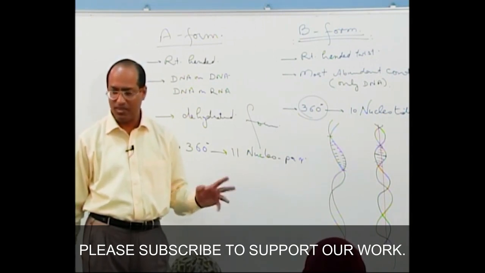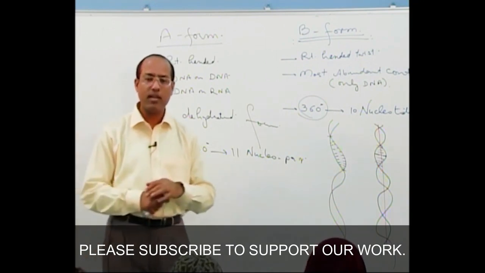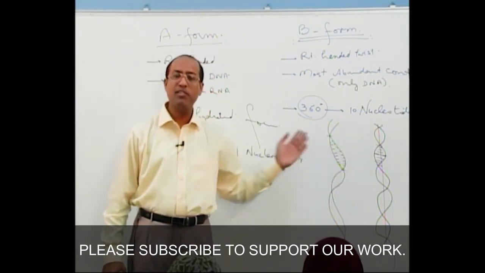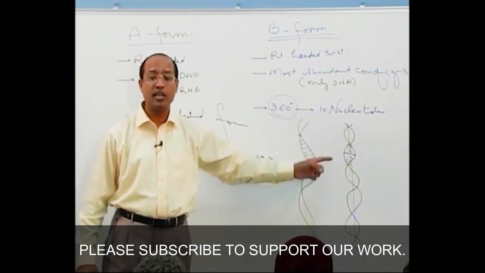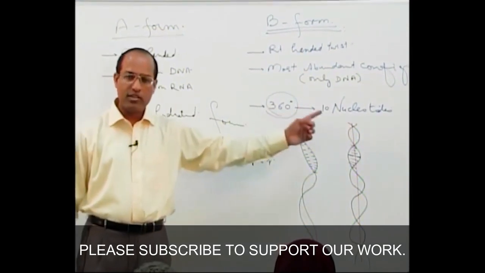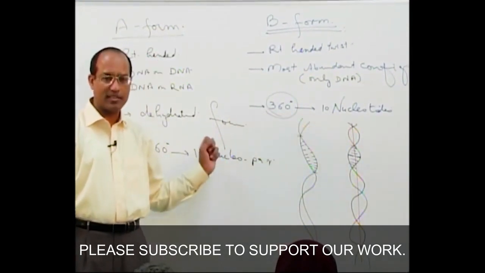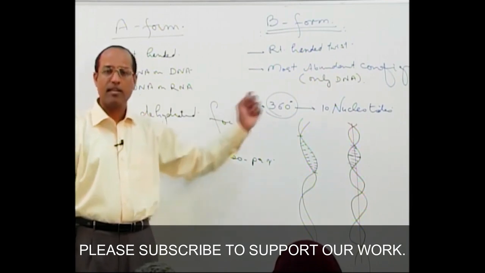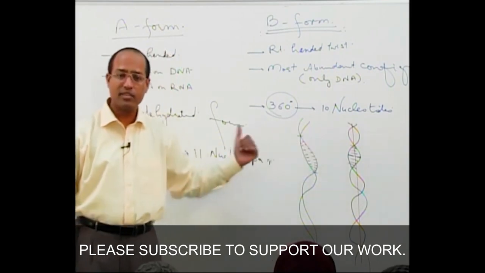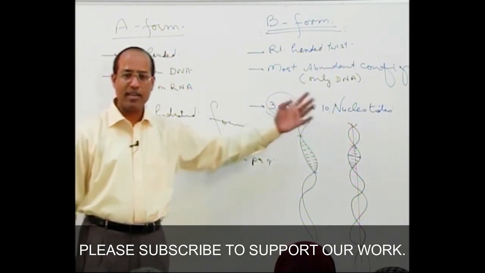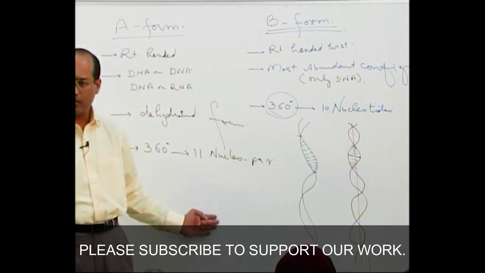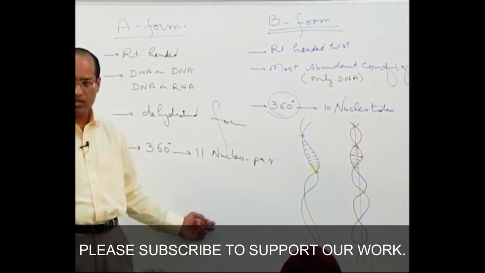Everyone understands, right? So what I was talking about, what is the difference in B form and A form? B form is the most abundant, A form is less abundant. B form is usually DNA on DNA, A form may be DNA on DNA or DNA on RNA. Then this is right-handed twist, and of course this is commonality, this is also right-handed twist. 360 turn has 10 pairs, here 360 turn has 11 pairs. There the bases are perpendicular to the central axis, here they are slightly oblique, 15 to 20 degree to the central axis. Is it clear?